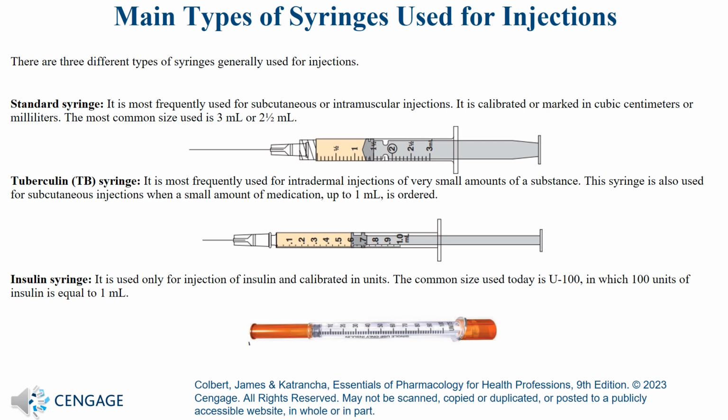Your tuberculin syringe is most frequently used for intradermal injections of very small amounts of a substance. This syringe is also used for subcutaneous injection when a small amount of medication needs to be given. It's only up to 1 milliliter, and you can look at that. Your insulin syringe is only used for insulin and is calibrated in units. The common size used today is U100, which is 100 units of insulin, equal to 1 milliliter.